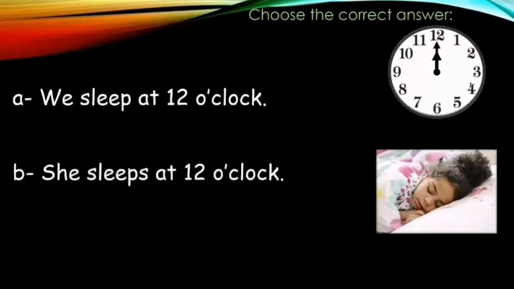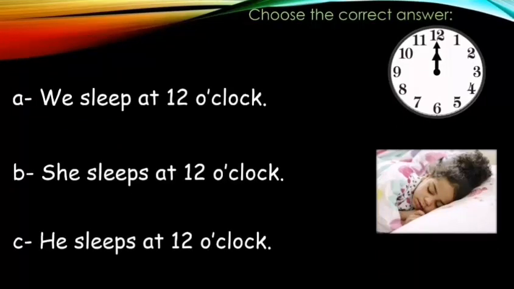Okay, also here we have three sentences and two pictures. We sleep at 12 o'clock. She sleeps at 12 o'clock. He sleeps at 12 o'clock. You can see in the picture, you can see a girl. So we are going to choose number B. She sleeps at 12 o'clock.